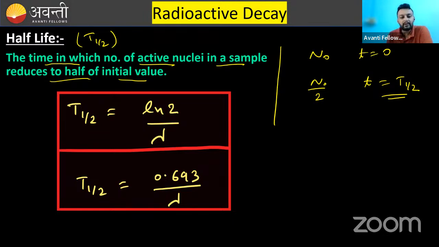You don't need to remember the derivation. What is more important is the formula. Half-life is ln2 by lambda. ln2 means log base e 2, divided by lambda. The value of ln2 is 0.693, so 0.693 by lambda is the half-life. Clear? One more thing.